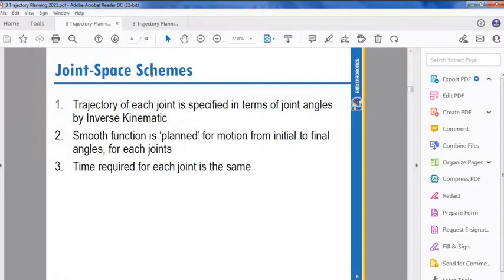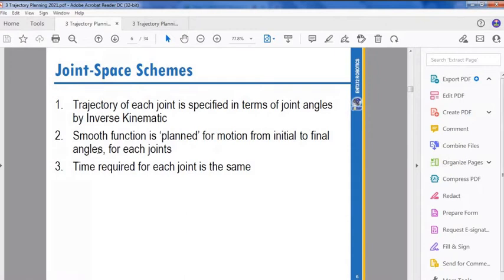Joint space scheme: the trajectory of each joint, that means every joint of the robotic arm, is specified in terms of joint angle by inverse kinematics. A smooth function is planned for motion from initial to final angle for each joint. A smooth function means smooth motion.